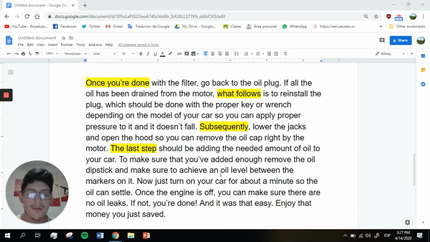Once the engine is off, you can make sure there are no oil leaks. If not, you're done. And it was that easy. Enjoy the money you just saved. See? Those two phrases, it was that easy and enjoy the money you just saved, go back to those same main ideas you stated in your introduction.